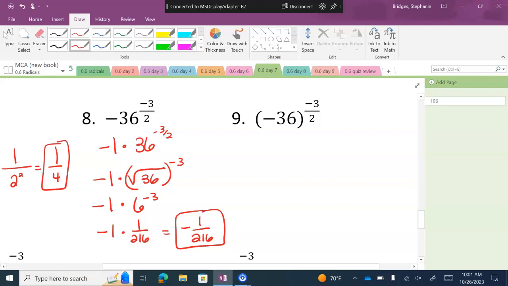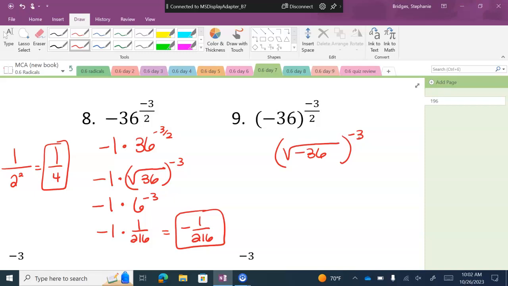With 9, my negative is inside the parenthesis. That means I'm going to carry it with the 36 as I simplify. What root am I going to take? Square root, but I'm taking it this time of negative 36. And then I'm raising that to the negative 3rd power. What's the problem? I can't do a square root of a negative number. I can do a cube root or a 5th root, but remember when we talked about the radicals earlier, because we haven't gotten to the imaginary number yet, if I have an even index, a square root or a 4th root of a negative number, we cannot do that, which means I cannot go any further.